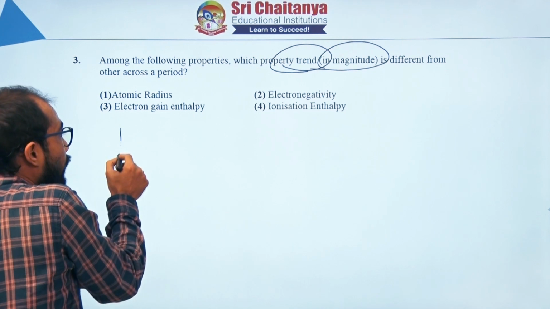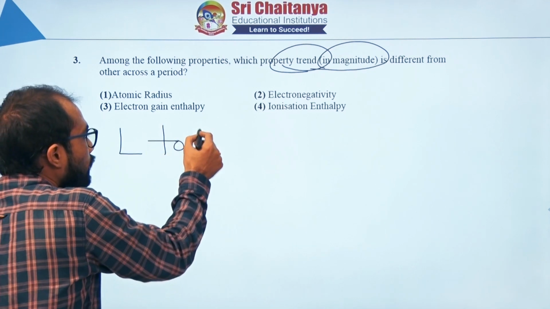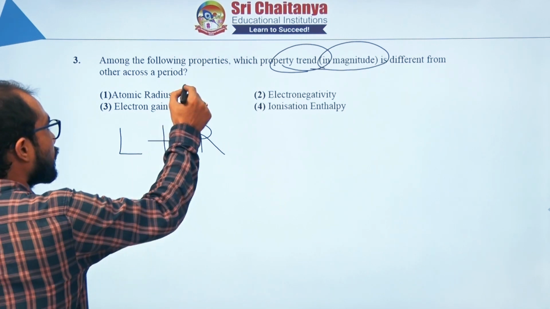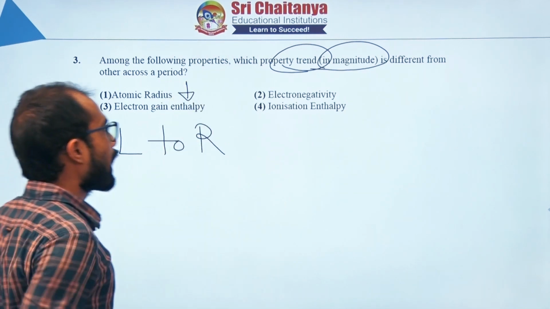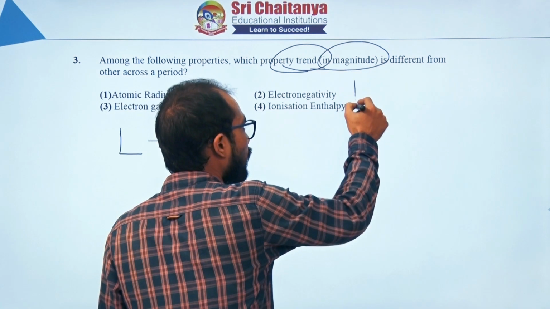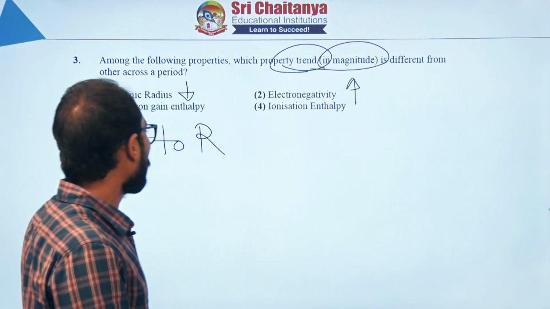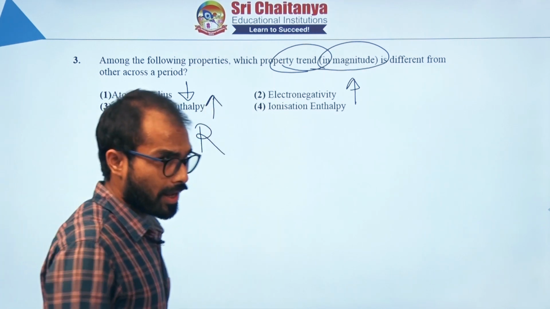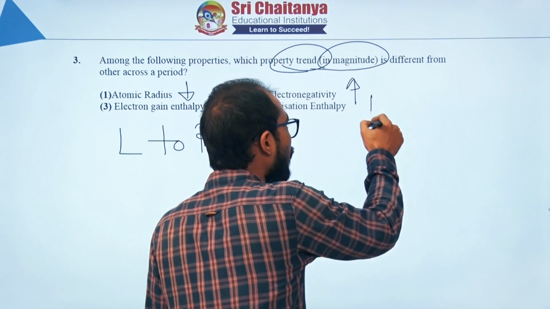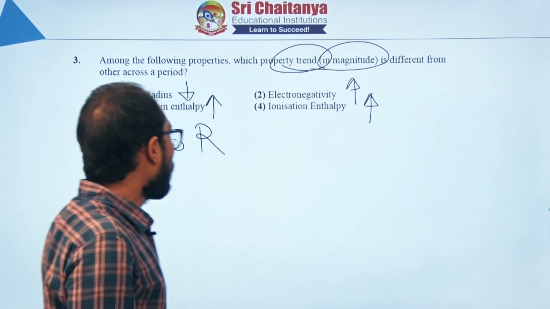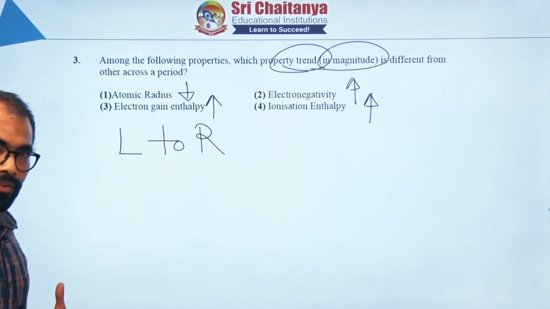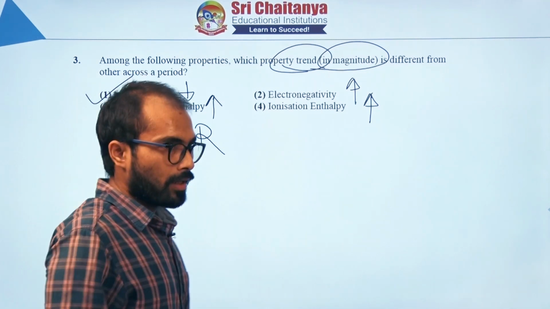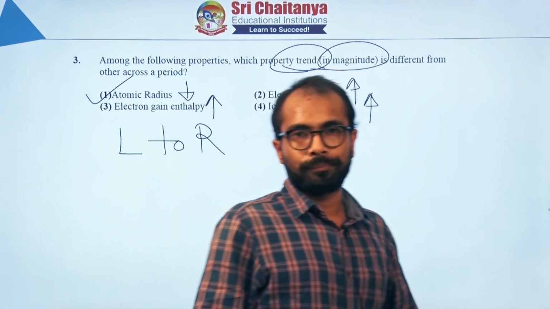Atomic radius, what does it do along a period, that is from left to right? It decreases. What happens for electronegativity? It increases. What happens for electron gain enthalpy? The magnitude increases. What happens for ionization energy? This also increases. So as you can see, 3 properties increase and 1 property decreases. That makes my answer the first one. So quickly we will move on to the next question.